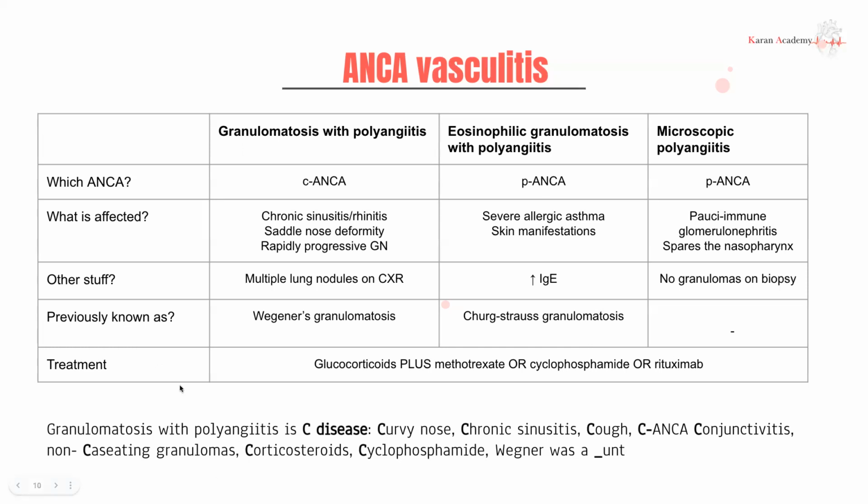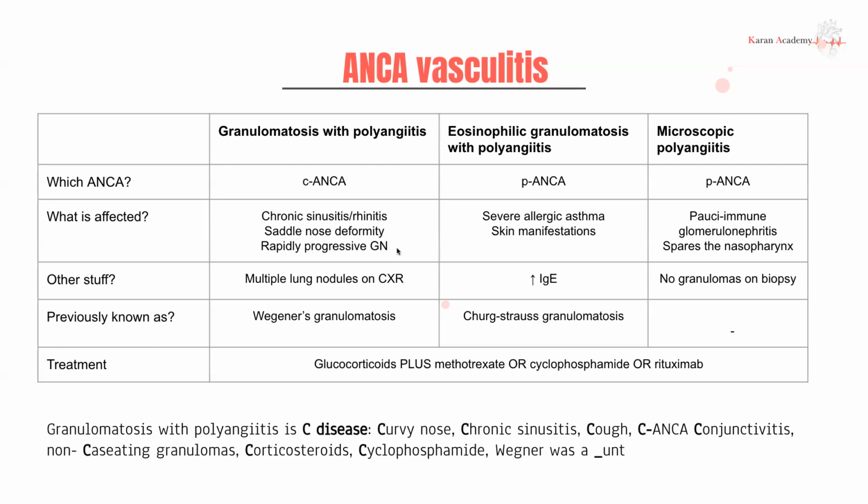Before we go through this table, just a good memory tip for granulomatosis with polyangiitis. It's called C disease, so it has all of the C stuff. It has a curvy nose. Okay, so what is affected with granulomatosis with polyangiitis? You get chronic sinusitis and often a saddle nose deformity. So the nose just looks saddle-like. It's different to the bulging nose. It's often associated with ischemic damage to the underlying cartilage, which is why you get a saddle-shaped deformity. And you often have a rapidly progressing GN.